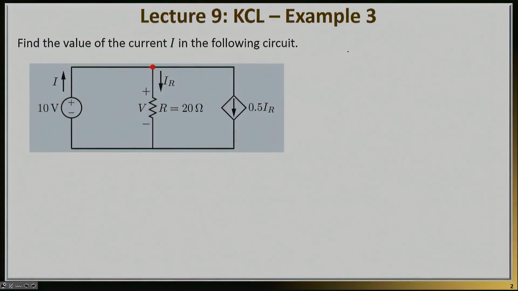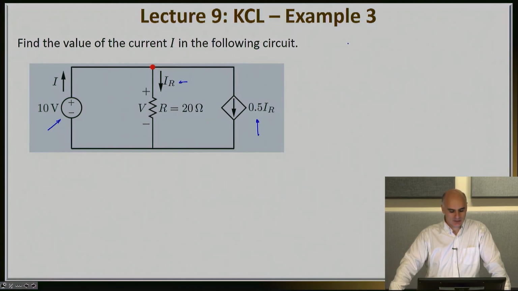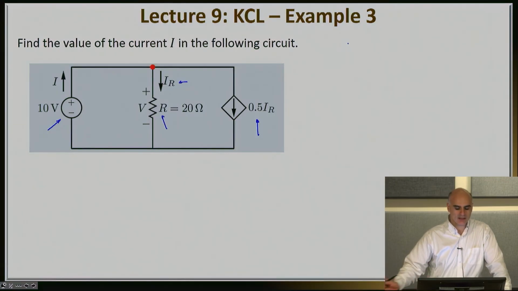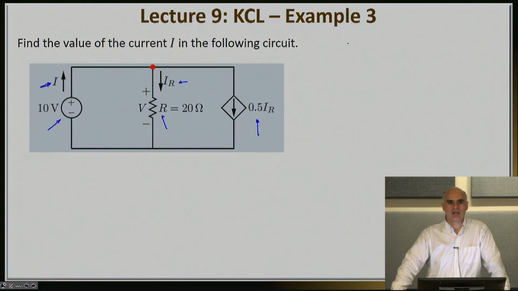So here's a real circuit that includes a 10 volt independent voltage source right here, a 0.5 IR dependent current source, and in fact IR is the current that you see right here. In other words, it is the current that flows downwards through the resistor R, which is 20 ohms. The question in this circuit is to find the current I, the unknown current that flows outwards of the 10 volt voltage source.